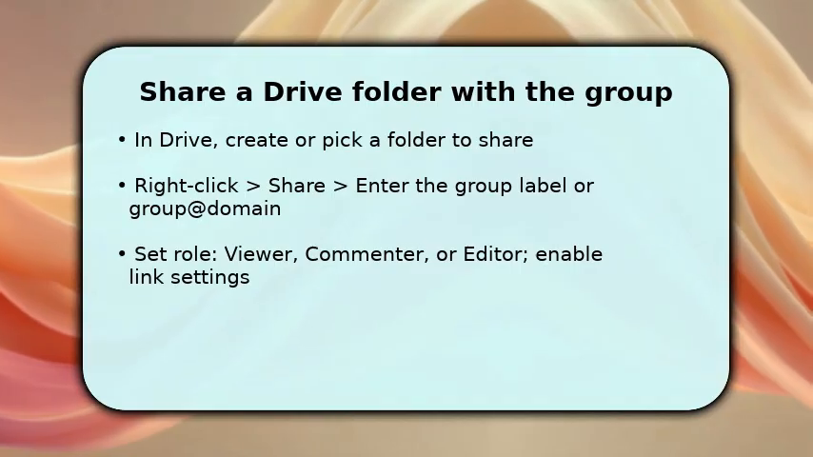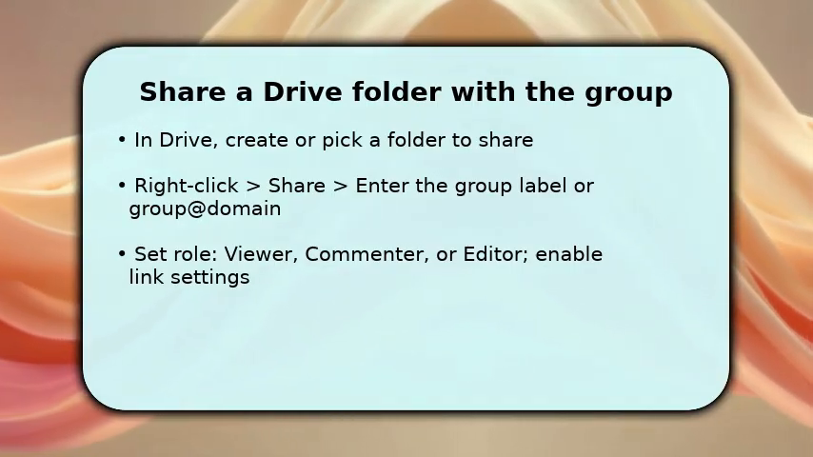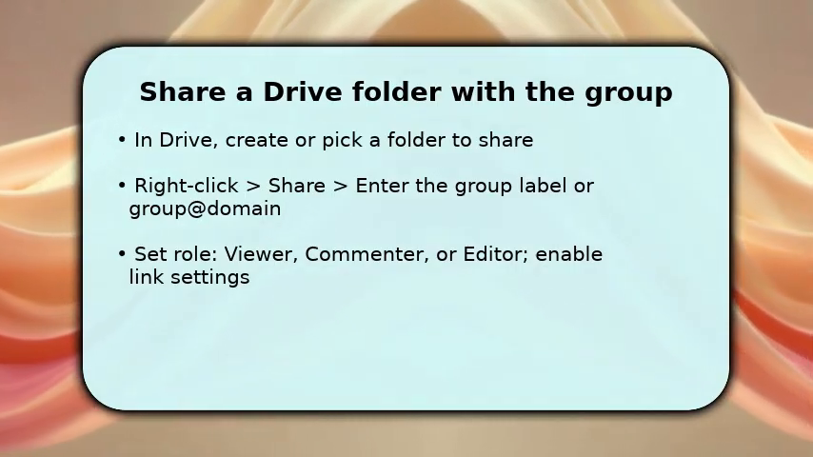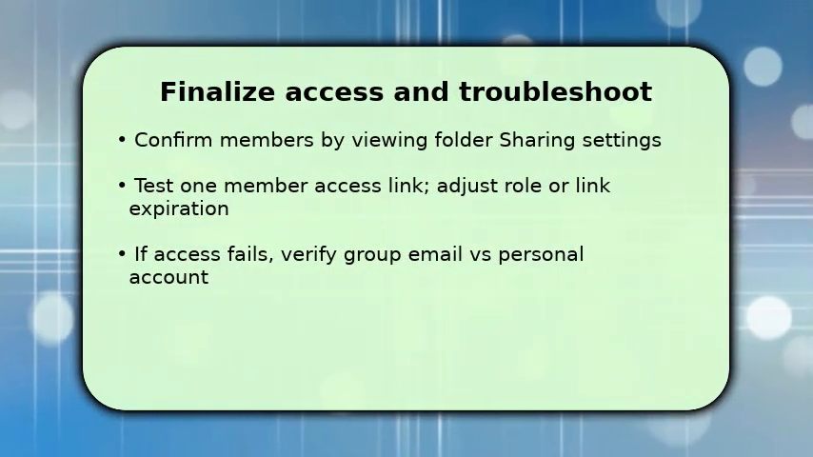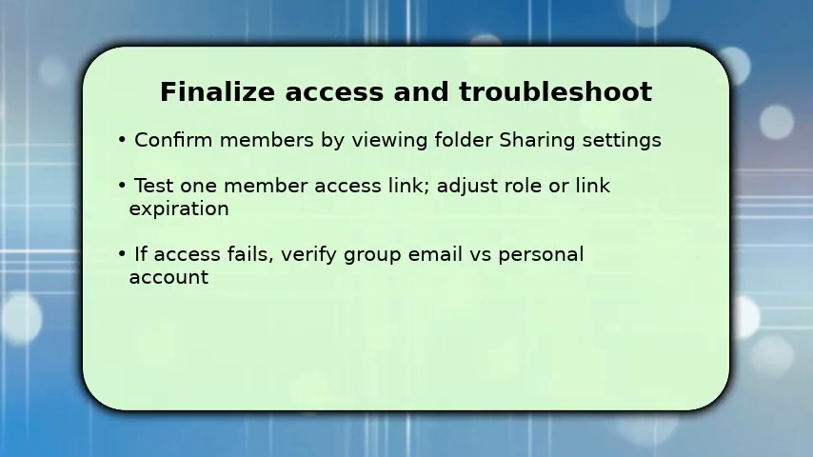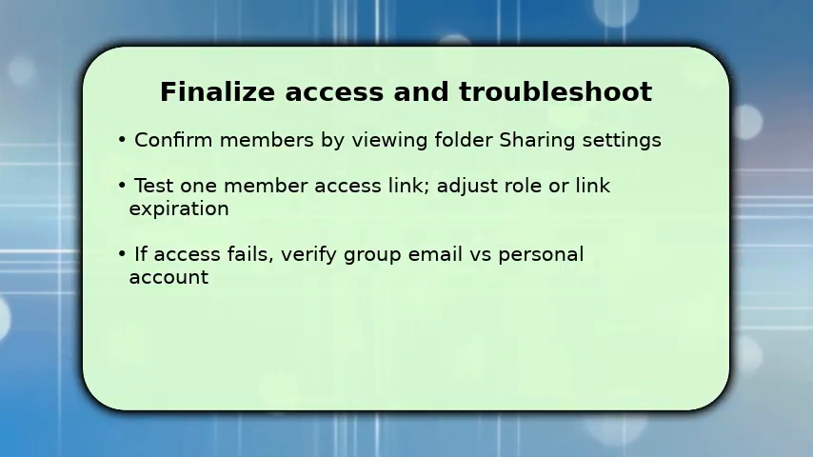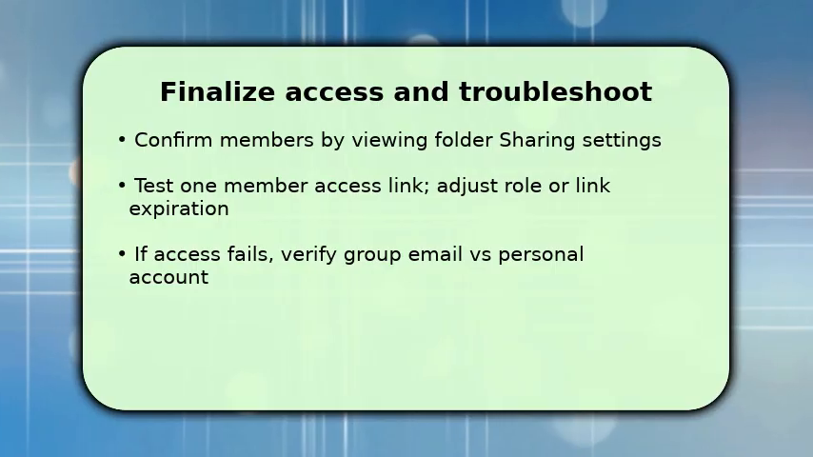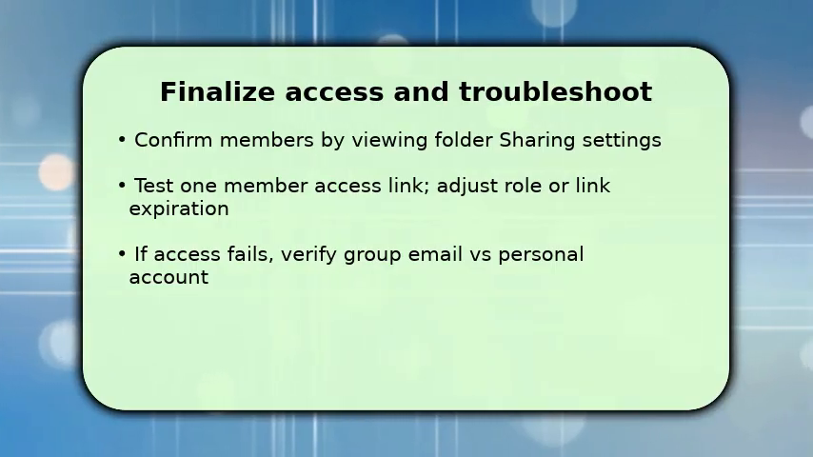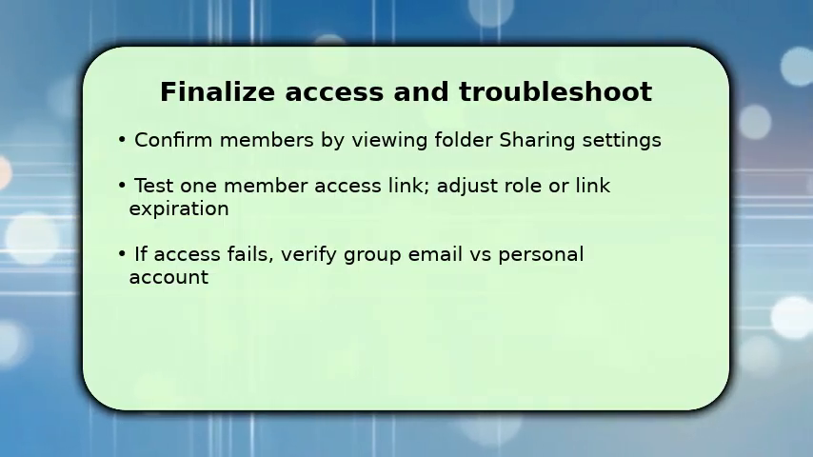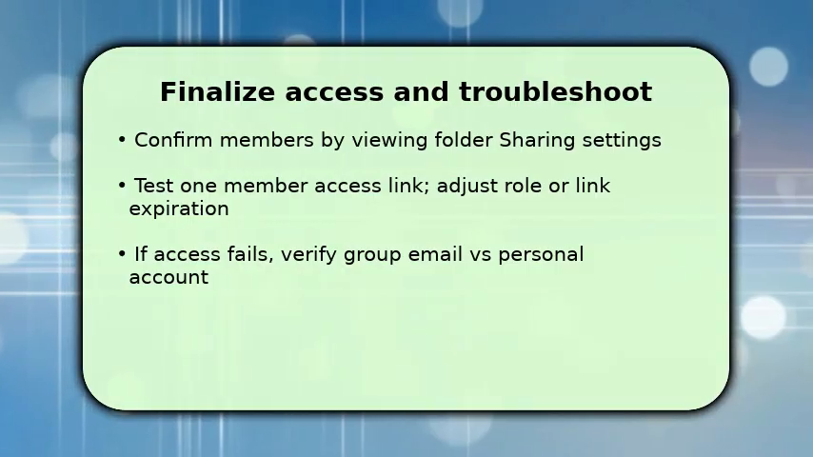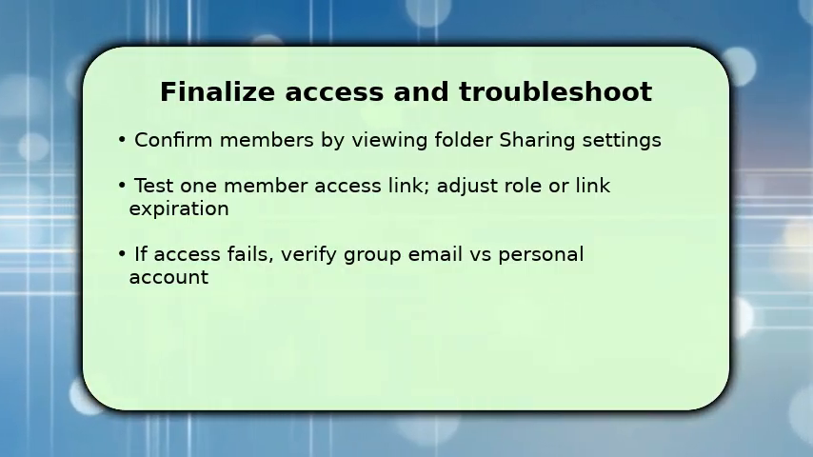Once you hit Send or Share, group members get access immediately and notifications if you checked that box. To finish, open the folder's sharing settings and confirm the group appears with the correct role. Test access by asking one member to open the folder link or by signing into an alternate account. Make sure files open and permissions behave as expected. If you need time-limited access, set an expiration on an editor's access.